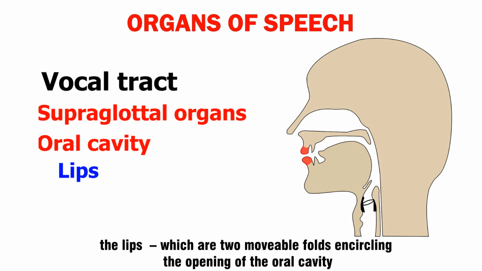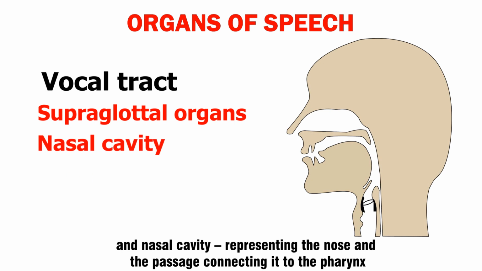The lips, which are two movable folds encircling the opening of the oral cavity. And last we have the nasal cavity, which represents the nose and the passage connecting it to the pharynx.